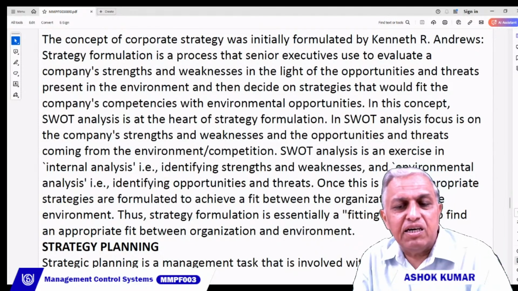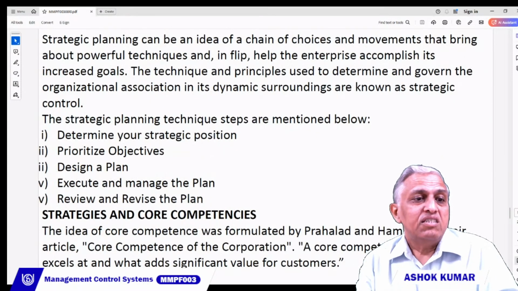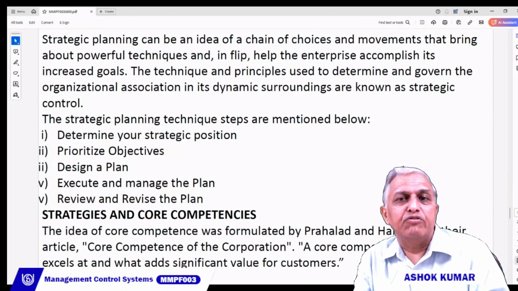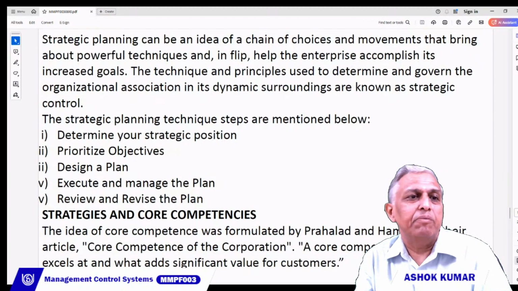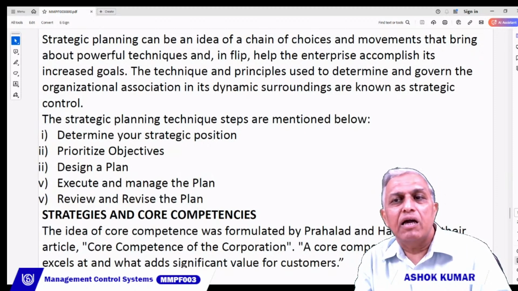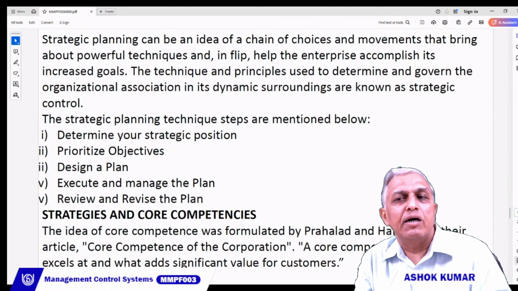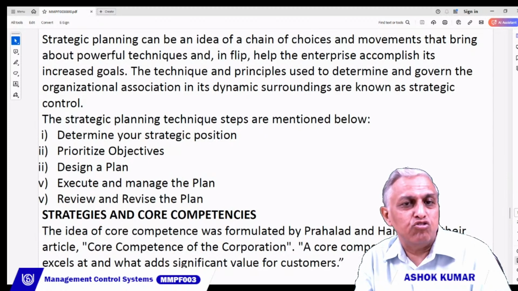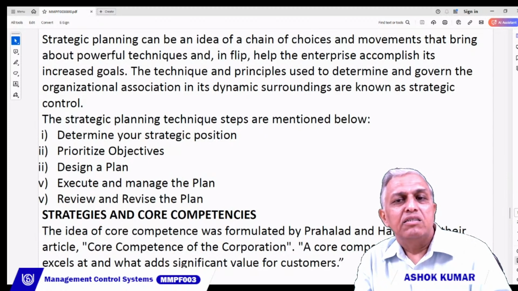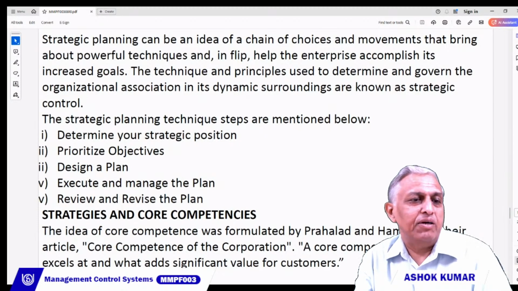Strategic planning is a management task that is involved with an enterprise's growth and future. Strategic planning can be an idea of a chain of choices and movements that bring about powerful techniques and influence, and help the enterprise accomplish its increased goals. The techniques and principles used to determine and govern the organizational association in its dynamic surroundings are known as strategic control.